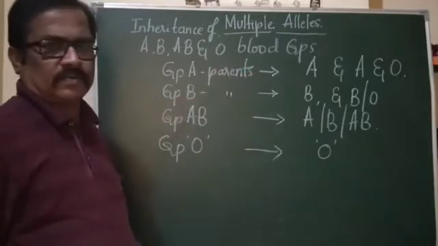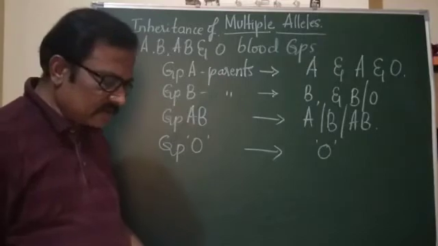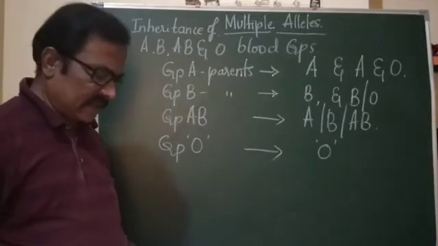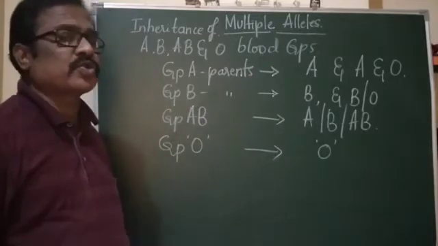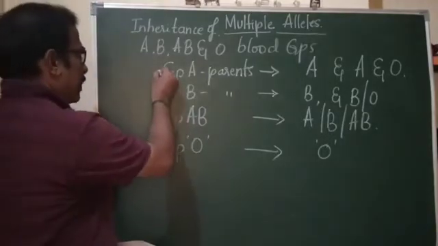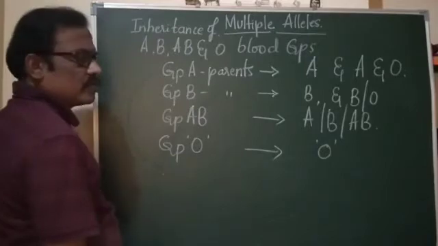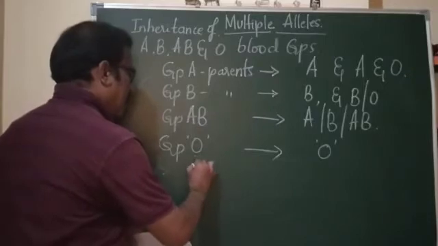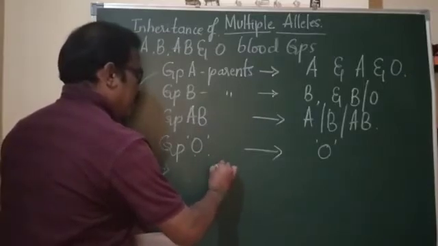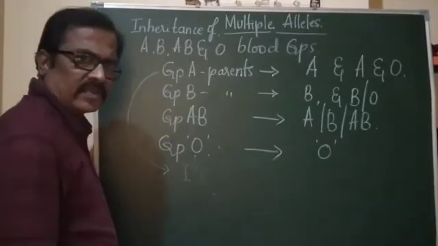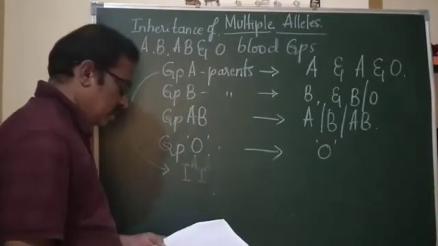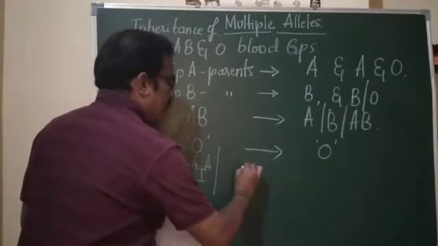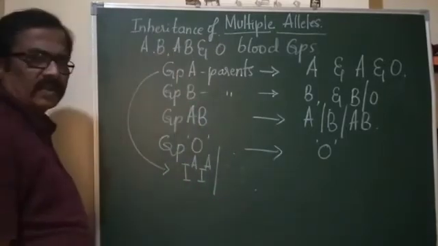And from these facts, it is clear that group A individuals have two genotypes. Group A parents have two genotypes: homozygous for A, that is I raised to A, I raised to A, and another genotype heterozygous for A, that is I raised to A, I raised to O. Its representation.